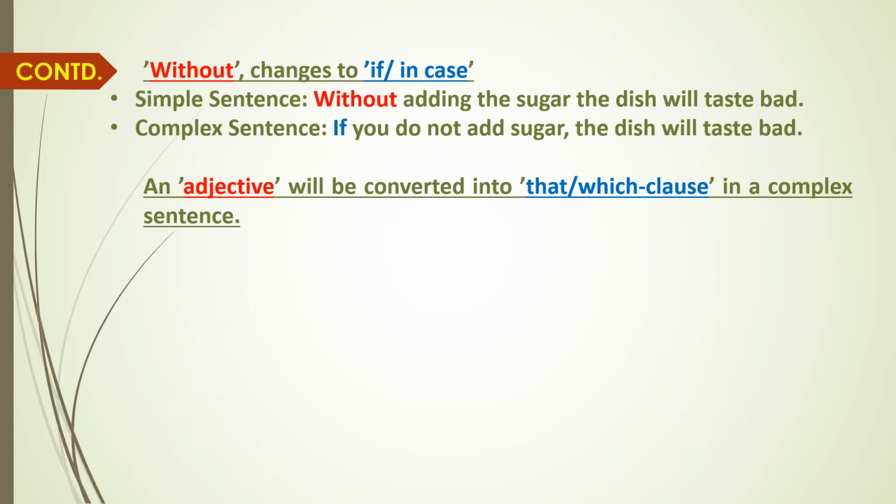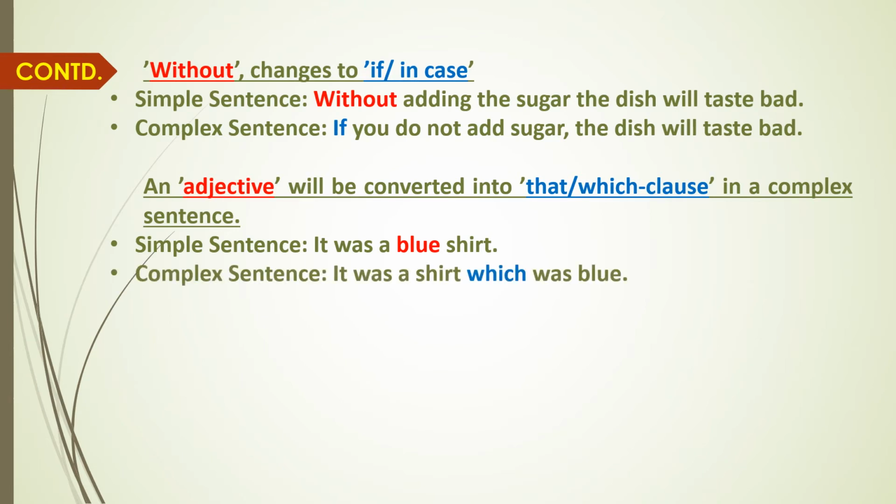An adjective will be converted into that or which in a complex sentence. Okay. It was a blue shirt. Now, blue is your adjective or describing word. Now we change it into a that or which clause. It was a shirt which was blue. So the word blue, the descriptive word, is taken and made into a subordinate clause.